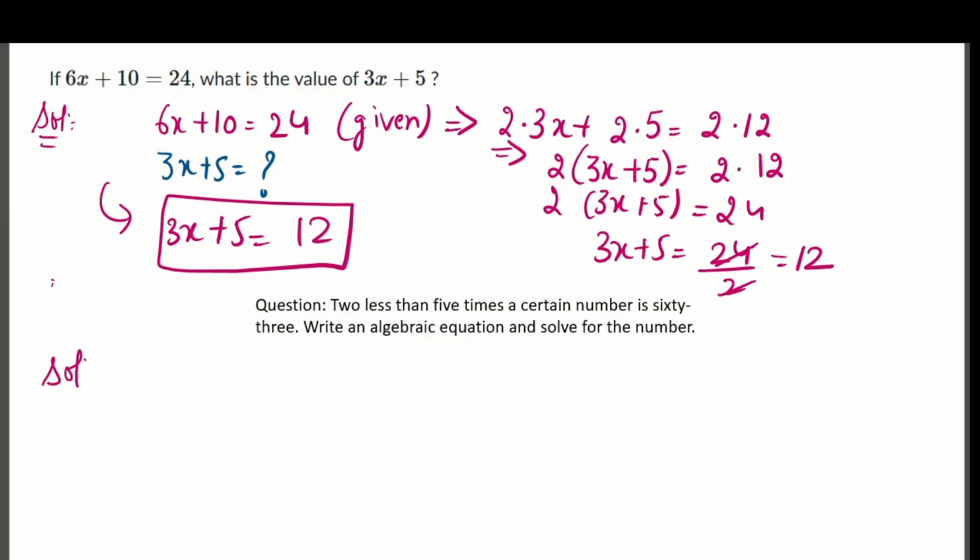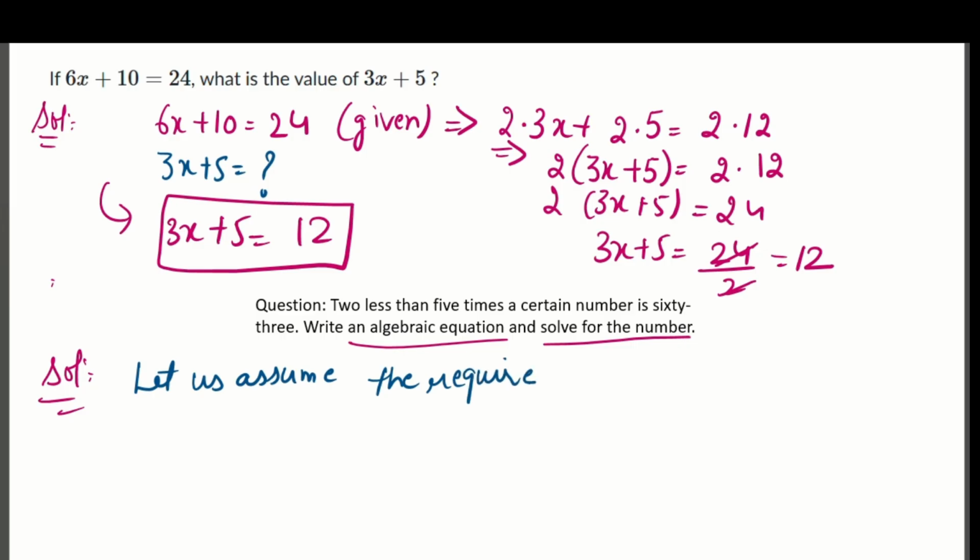So now the next question is: 2 less than 5 times a certain number is 63. Write an algebraic equation and solve for the number. They are asking you to find the algebraic equation and solve for the number, but we don't know what the number is. If you don't know the number, you can assume it. Let us assume the required number is x.